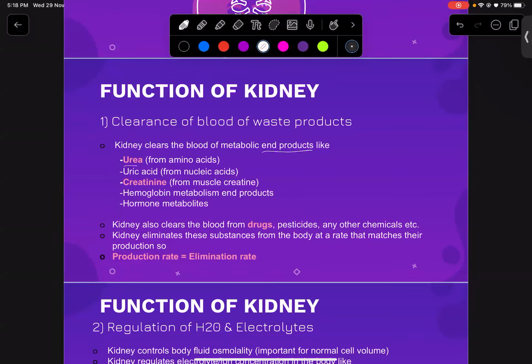For example, you take a Panadol, after a while your body must excrete that Panadol out. So drugs, pesticides, all other chemicals, etc. Usually the kidney eliminates these substances from the body at a rate equal to the production rate. So for example, if you make a certain amount of urea per day, that urea must be excreted as well.